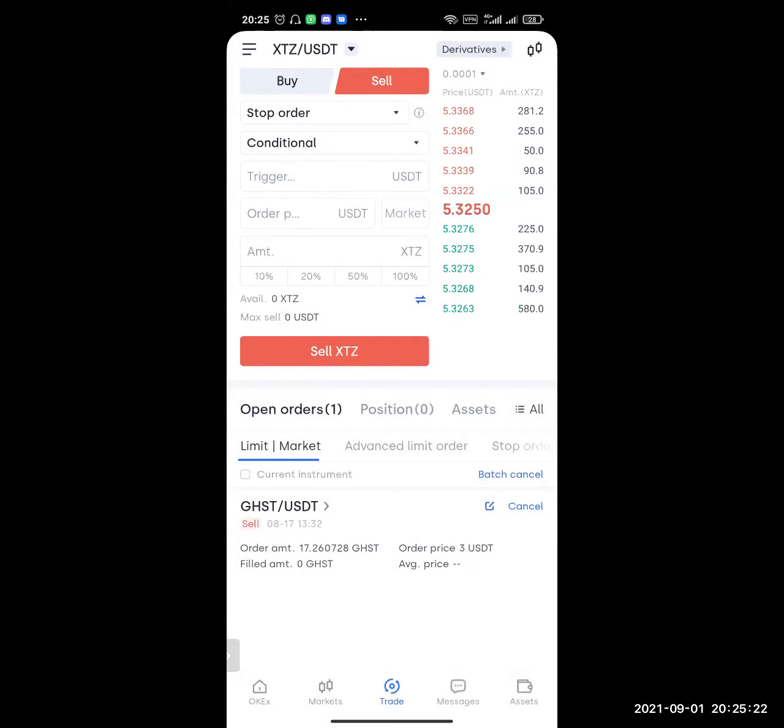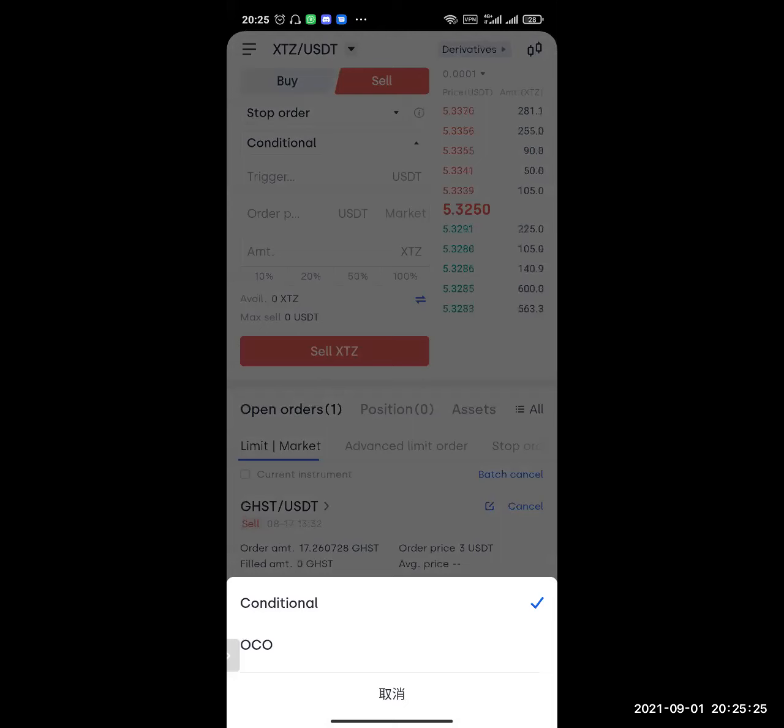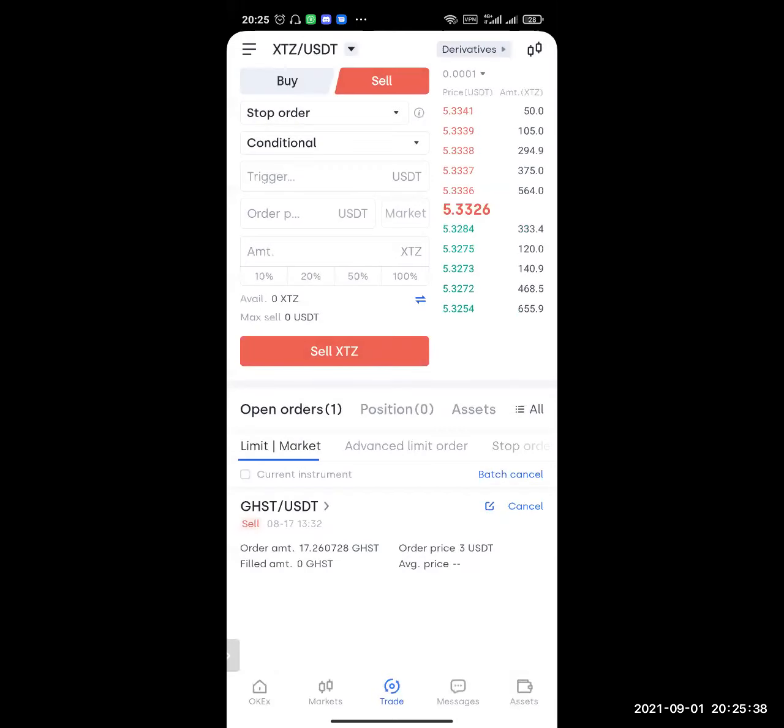Now, under stop order, there are two options for you: conditional and OCO. I'm going to explain what OCO means, but let me choose conditional, where you can easily put in your stop loss. Under conditional, you can easily put in your trailing stop loss. I'll explain how to use OCO later.